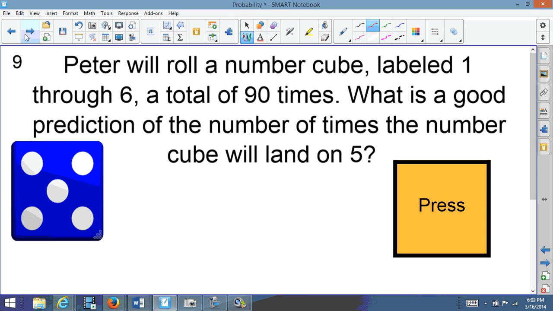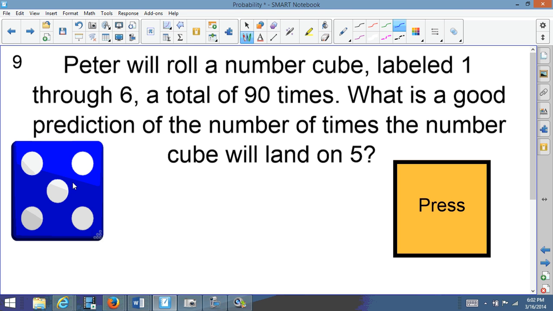Here's a good question. Peter will roll a number cube labeled 1 through 6, a total of 90 times. What is a good prediction of the number of times the number cube will land on a 5? All right, so he's landing on a 5. So there's our number cube, and he's going to roll it. It's already on 5, so he's rolling it.